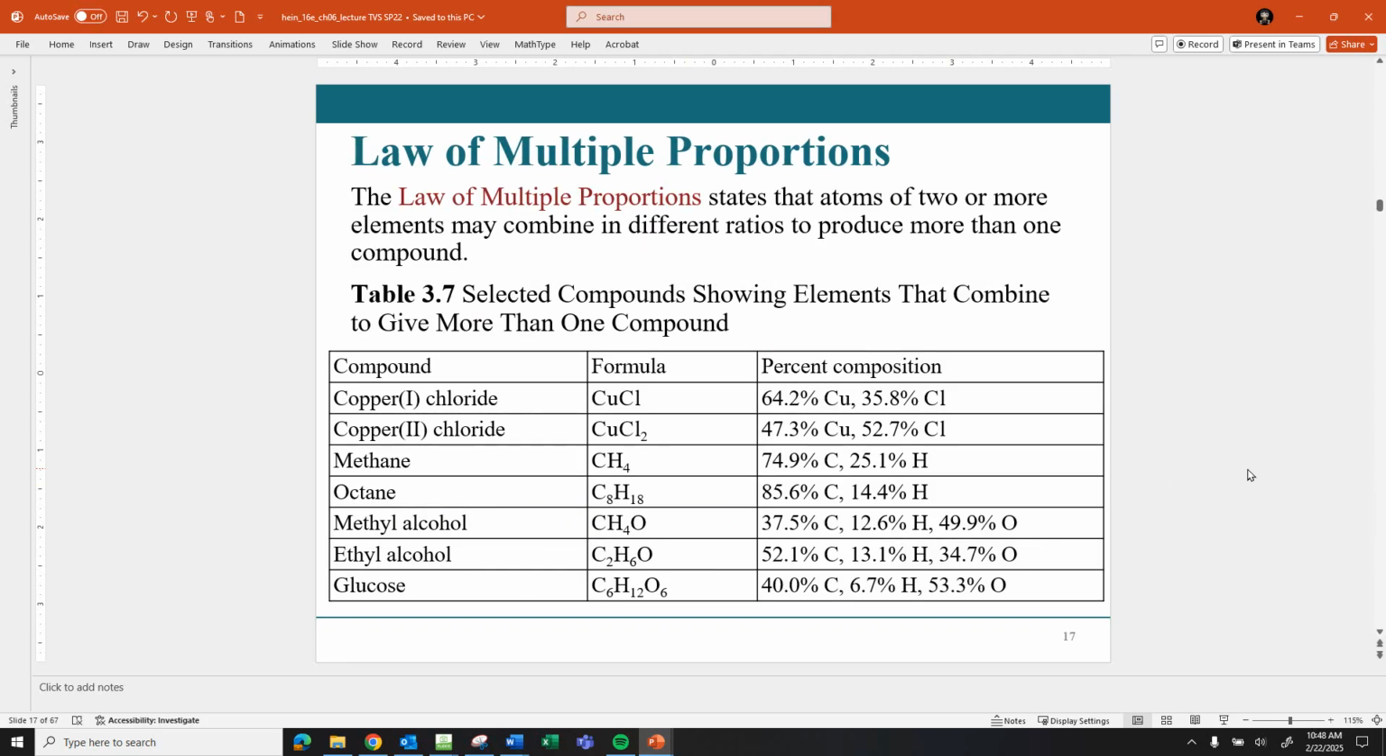Now, law of multiple proportions, all that is, you can have the same 2 elements bonding together, but in different ratios. You don't have to memorize this, but there are a lot of what we call hydrocarbons, which is just carbon and hydrogen. So here it gives you 2 examples, but there's methane, there's octane, there's ethane, there's propane. All of them are different combinations of carbon and hydrogen. That's all what law of multiple proportions is.